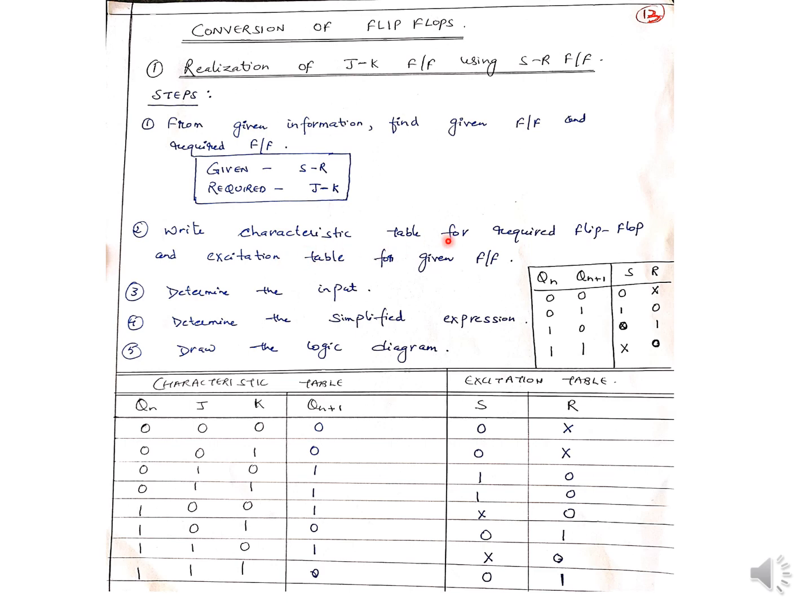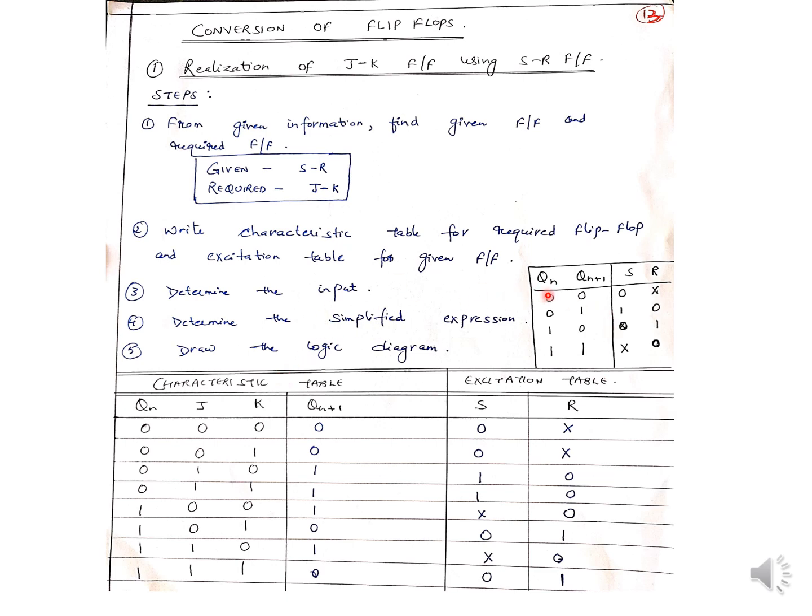Write the characteristic table for the required flip-flop. So which one is the required flip-flop? JK. Okay, so we have written the characteristic table of the JK flip-flop. In the previous slide, the characteristic table is given to you. See, you have to remember the characteristic table. It will not be given in the exams. Okay, and the excitation table. This is really important: how to write the excitation table from the characteristic table.